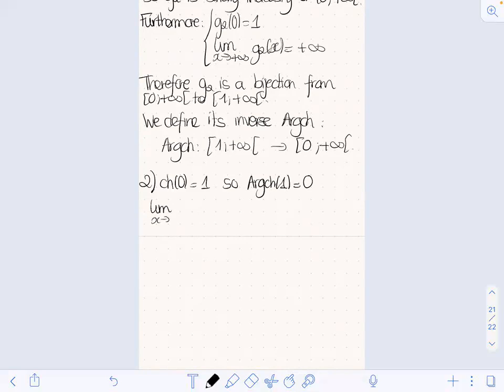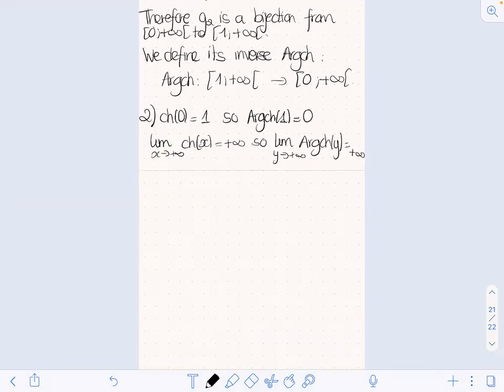And similarly, the limit when x goes to infinity of ch of x is equal to plus infinity. We can deduce that the limit when y goes to infinity of argch of y gives us plus infinity as well. So we've got values at the bounds of the domain G2 now, or J2.